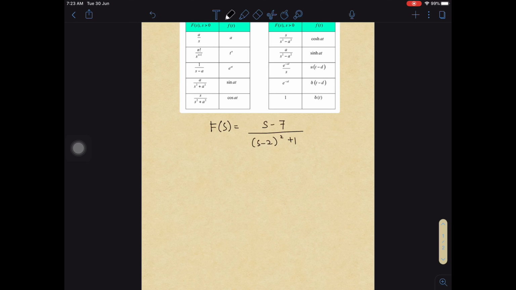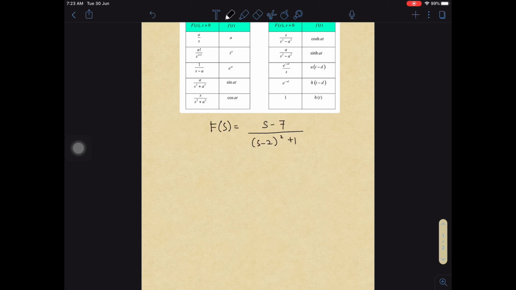For example, here you have F(s) equals (s − 7) over ((s − 2)² + 1). This one cannot be compared to any elementary function on the table, because with s in the denominator you have a constant of negative 2. It means this one can be solved by using the first shift theorem.